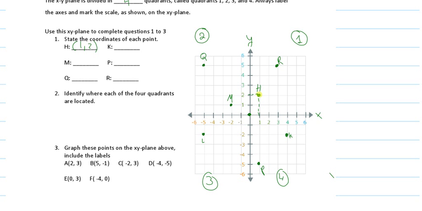How about K? K. It's right here. 4 what? That's right. 4, that's for the x value, and negative 2 is for the y value. So it's going to be bracket 4, comma, negative 2. Perfect. M. Negative 2. 1.